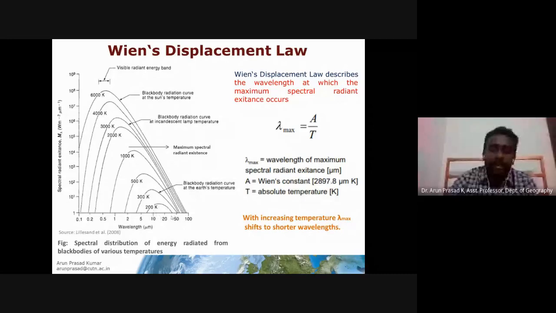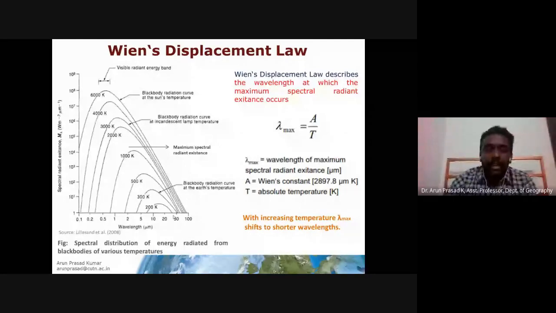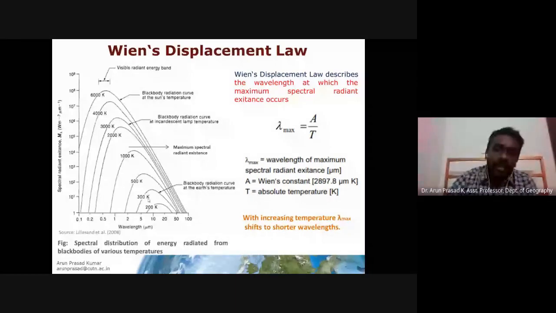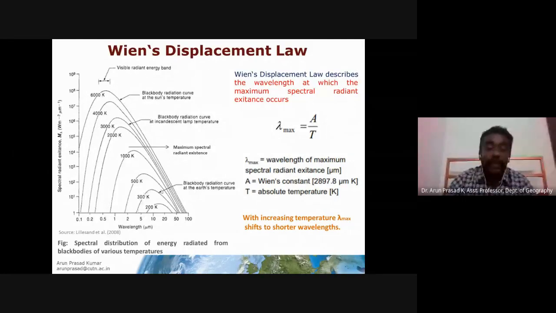Roughly from 7.5 to some 40 micrometers, and if it is heated up, it would shift towards the shorter wavelength. This is 300 K, the Earth's average surface temperature. We understand that the Earth's radiance is emittance, not reflectance. Emittance would range from about 4 micrometers to nearly 50 micrometers.